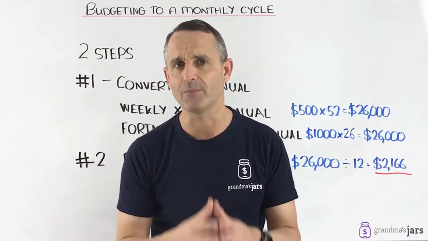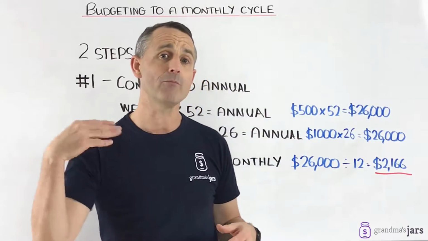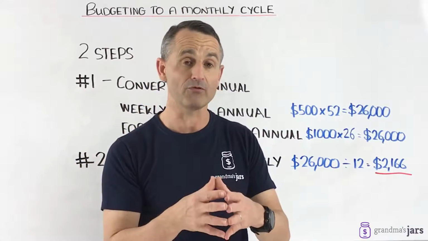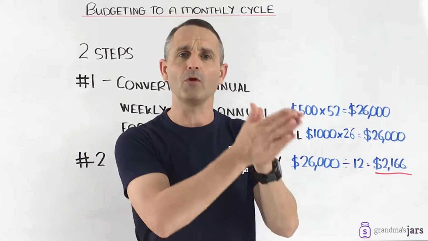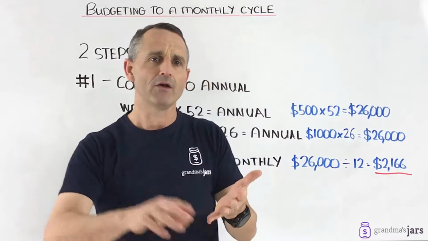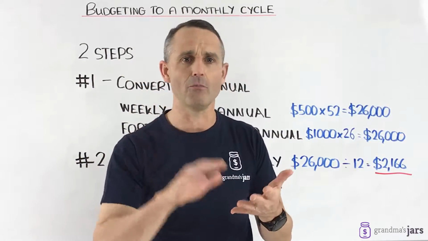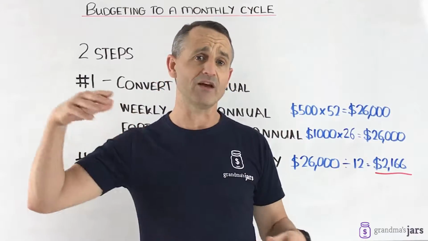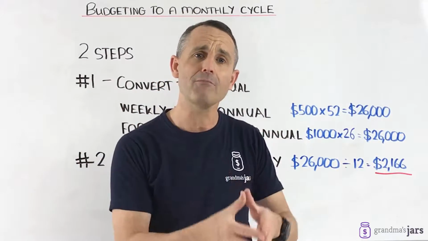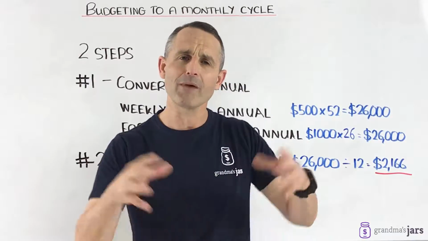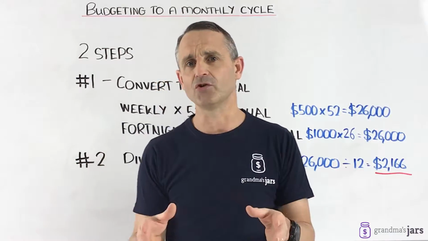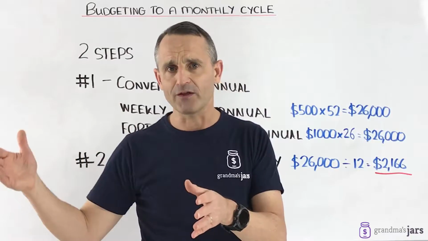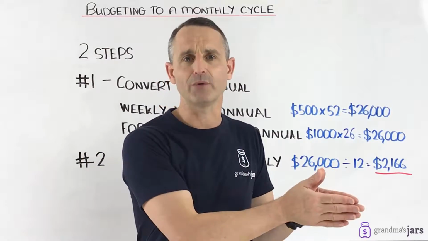The second reason that we budget to a monthly cycle is that most bills occur to a multiple of months. So you think about things like your internet and your mobile phone bills and insurances, and a lot of the utilities and car registration are either monthly or multiples of a month. So it makes more sense to budget to your expenses monthly rather than trying to budget around your income.